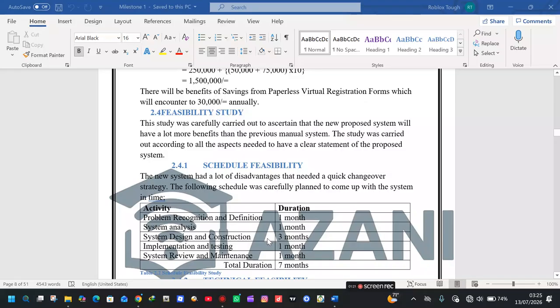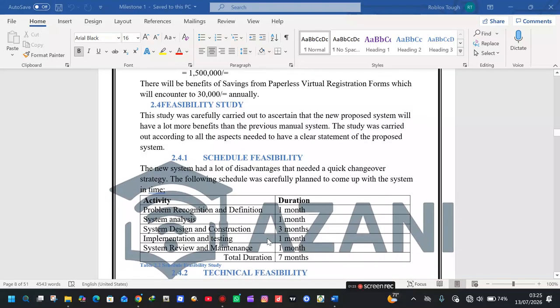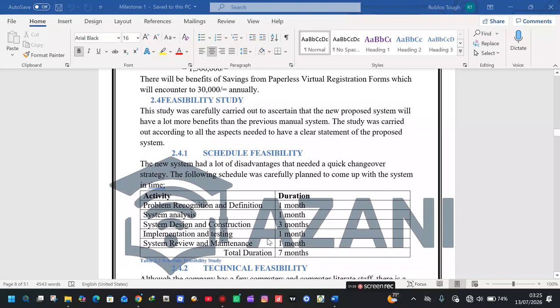So this study was carefully carried out to ascertain that the new proposed system will have a lot more benefits than the previous manual system. So obviously there will be a benefit of the automated system rather than the manual system. The study was carried out according to all aspects needed to have a clear statement of the proposed system.